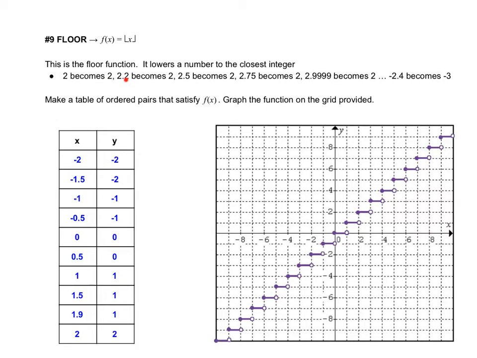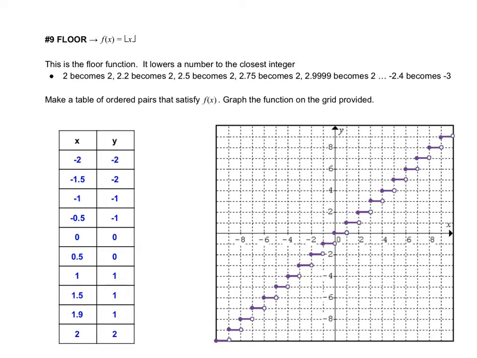But if I put 2.2, it's going to drop down to 2. If I put 2.5, it still drops down to 2. If I put 2.75, which we would normally round up to 3, the floor function drops it down to 2. If I put 2.9999999, it becomes 2. And we have to be careful with negative values. If I put -2.4, if I go to -2, I'm actually going higher. So -2.4 will become -3.